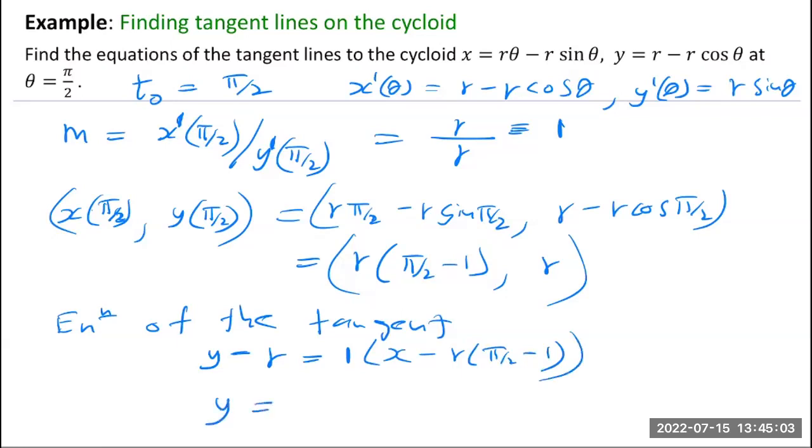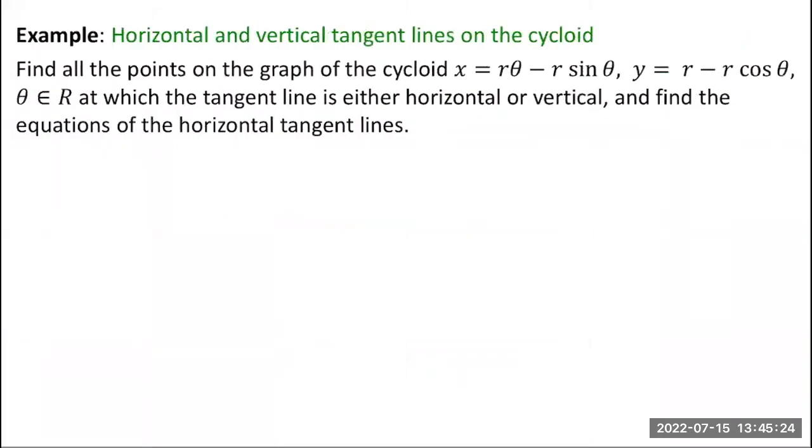If you want, you can write this in the slope intercept form, that is y is equal to x plus r times 2 minus pi over 2. Notice that this r is a constant. Okay, that is the equation of the tangent. All right, that completes that example. Let's move on. Let's go over another example now.